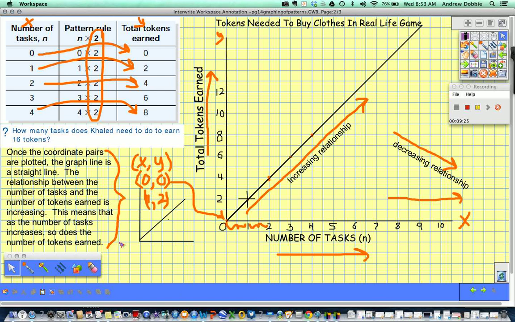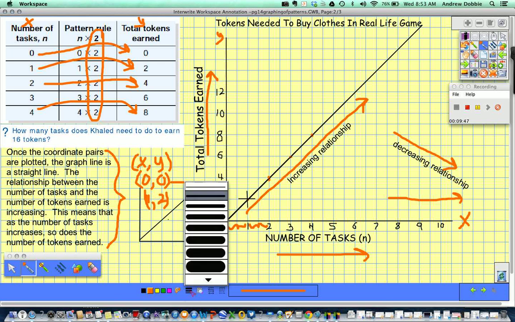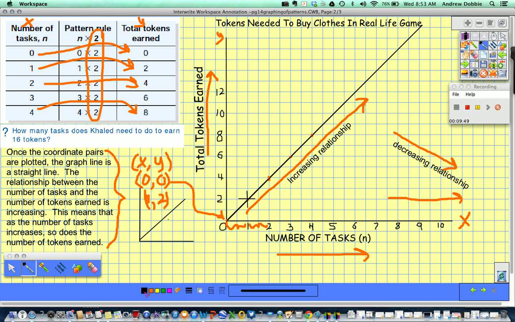So if we read through this, we identify that it is an increasing relationship between number of tokens and number of tasks. That means as you complete more tasks, you earn more tokens. That's the relationship that we can clearly see in the graph. Now can we answer Khalid's problem? How many tasks does Khalid need to do to earn 16 tokens? The only way we're supposed to complete this is using the graph. So we have to use the graph. We need to know, in order for him to earn 16 tokens, how many tasks?